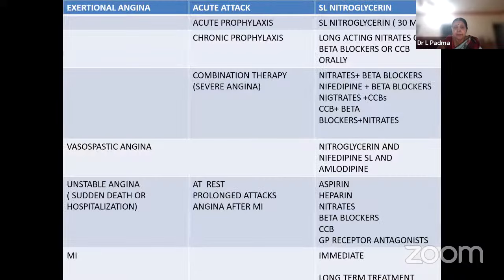Now coming in toto, what is the pharmacotherapy of angina, acute MI, and IHD? In exertional angina, we use sublingual nitroglycerin in an acute attack. Prophylaxis is also the same, but we can use it till 30 minutes. In chronic, long-term prophylaxis, long-acting nitrates or beta blockers or calcium channel blockers orally.